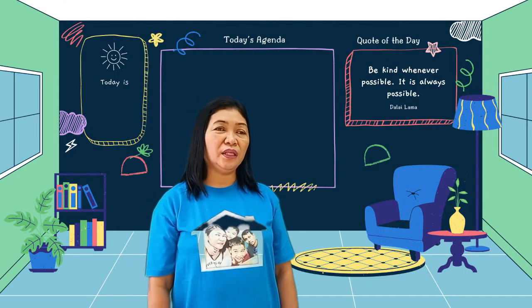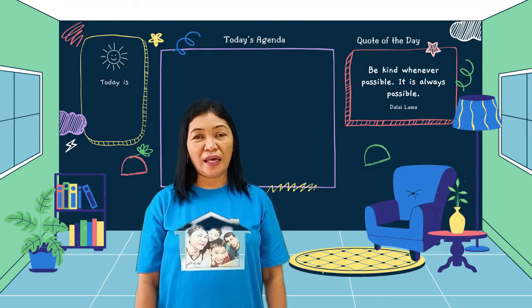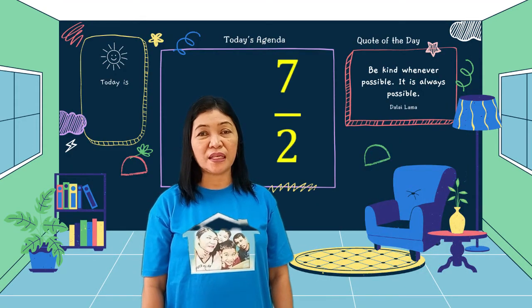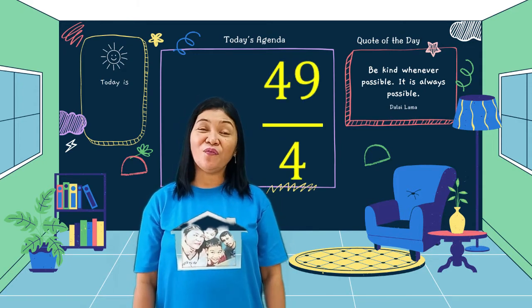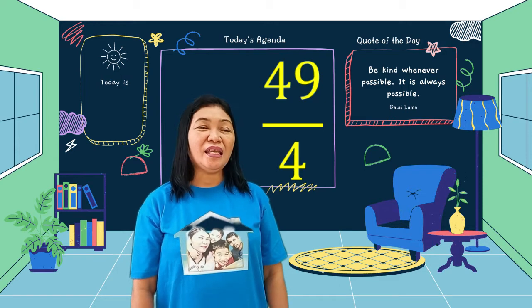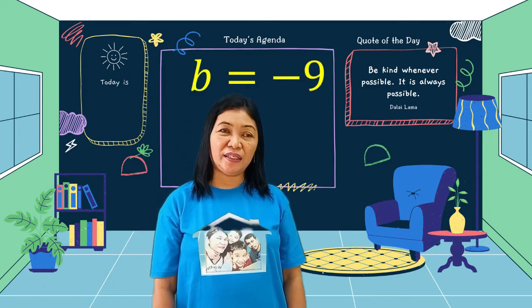How about in number 3? What's the value of b? You're right. The value of b is 7. Notice that 7 is not divisible by 2. You may just express the answer in fraction form. That is 7 halves. Then, square the number. It will give us 49 fourths.